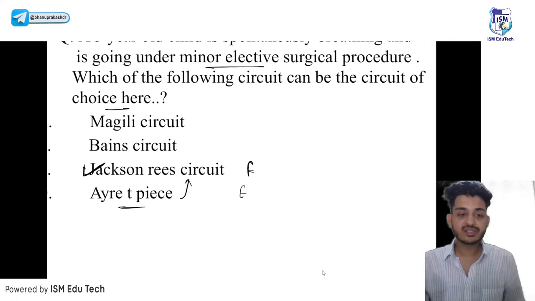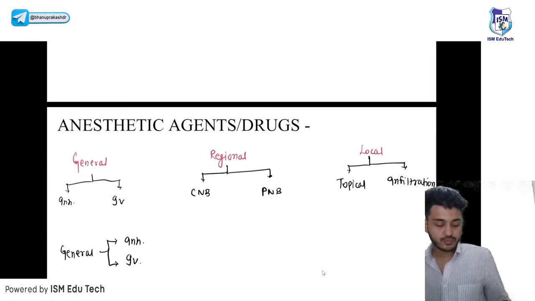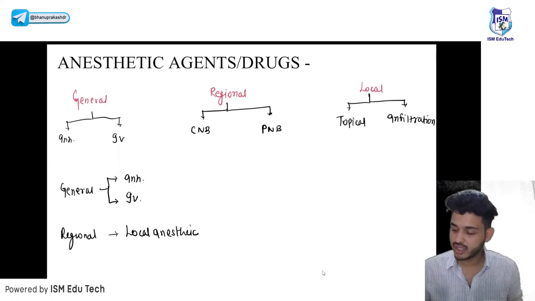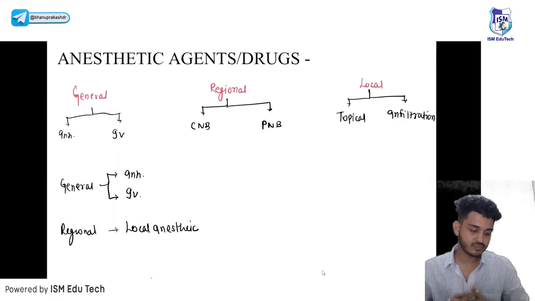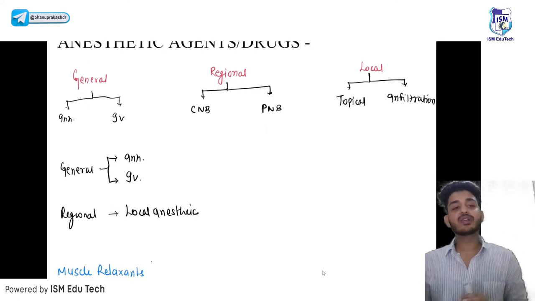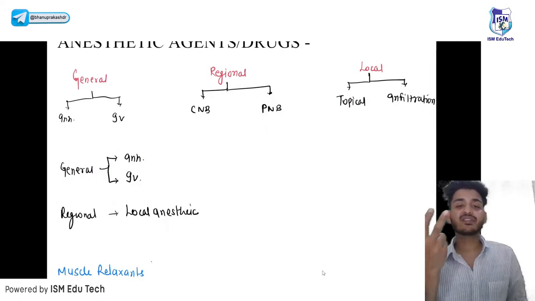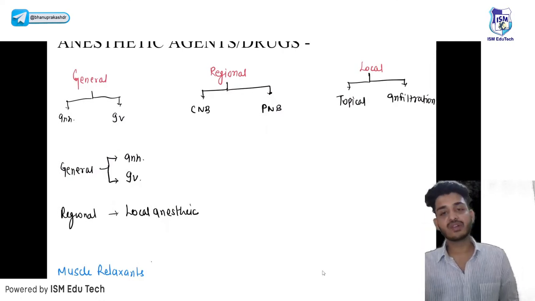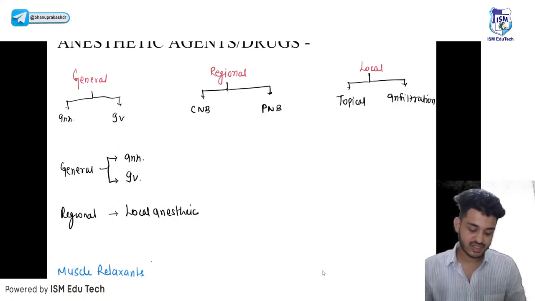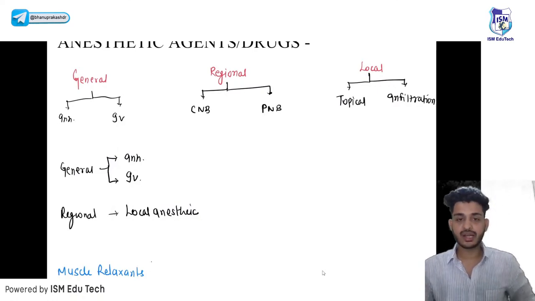Okay, now we are done with the circuit part. Let's move on to anesthetic agents or drugs. For that we need to again revise the same things, like what are the different kinds of anesthesia that we have. The first one is general anesthesia, the second is regional anesthesia, and the third is local anesthesia. So we have three types of anesthesia: general, regional, and local.